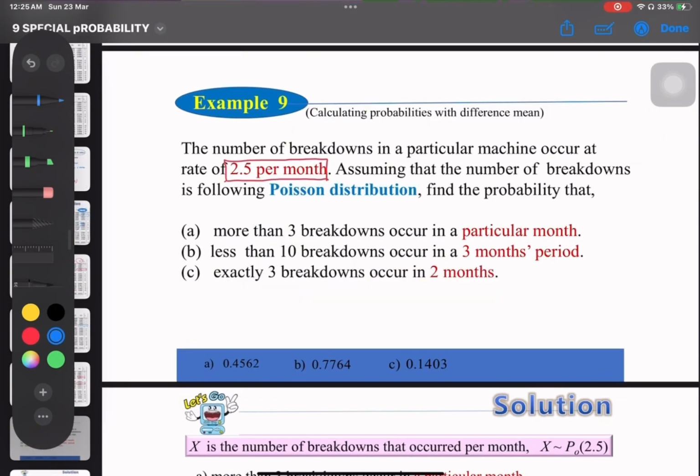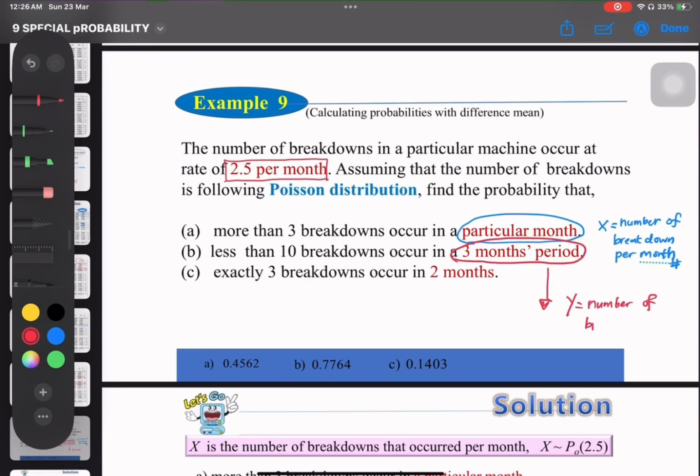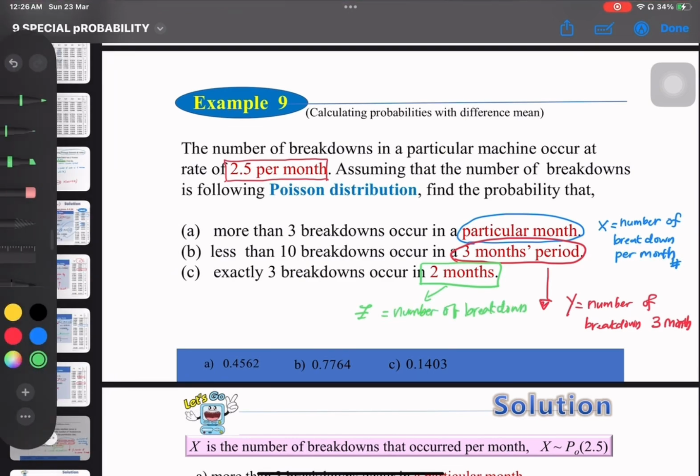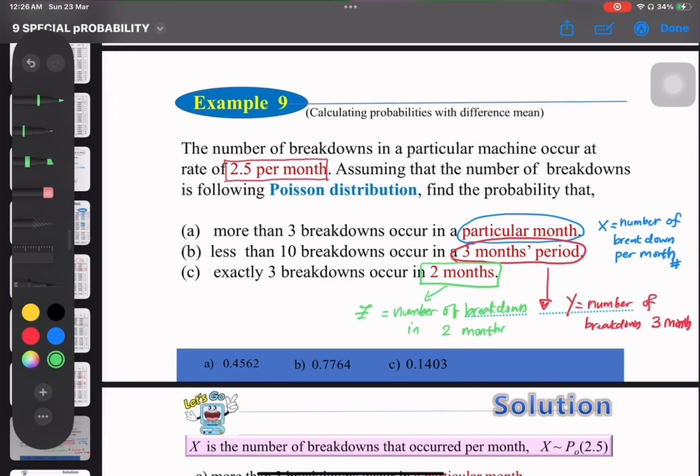The question shows that the machine breakdowns occur at a rate of 2.5 per month. In question A, we need to find the probability for a particular month, which means X is the number of breakdowns per month. For question B, we need fewer than 10 breakdowns in a 3 months period, which means Y equals the number of breakdowns for 3 months. Question C is exactly 3 breakdowns in 2 months, where you can use Z equals the number of breakdowns in 2 months. So we use different alphabets to categorize.